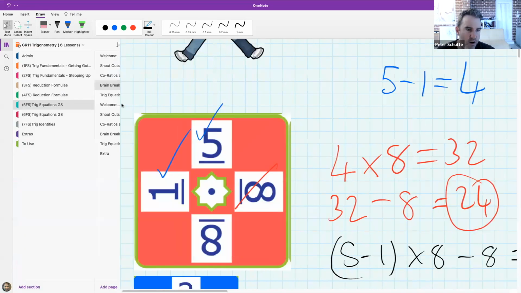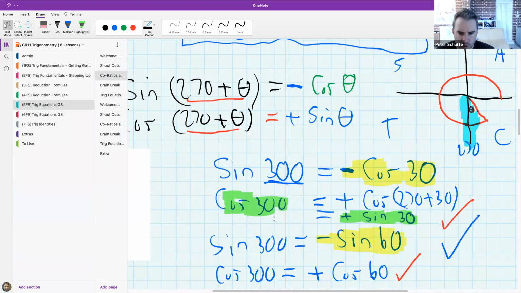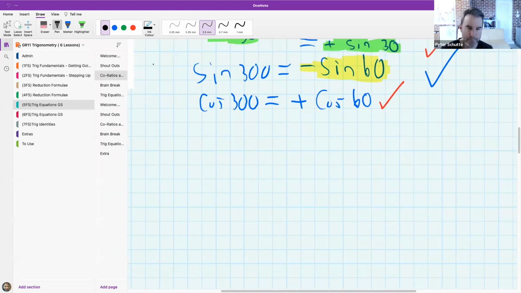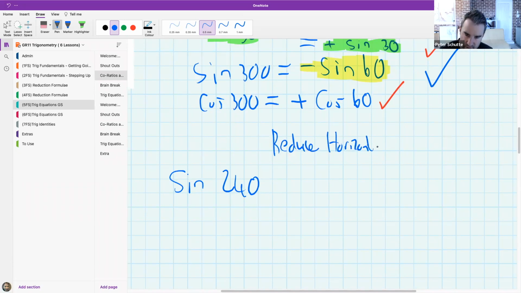Let's get back to our lesson. So what I'm going to do is I'm not going to move on quite yet. I just want to give a little bit of practice. So I'm going to say to you, here is the sine of 240. So this is a trig expression, and it's an angle that's greater than 90. And we are going to reduce this using the horizontal axis, and we're also going to reduce it using the vertical axis.